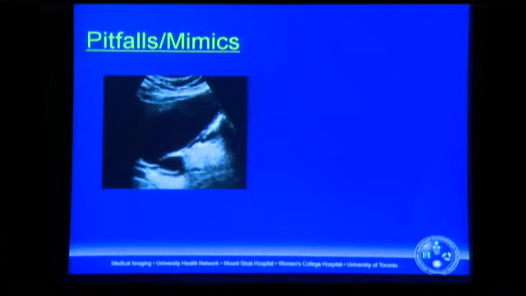Other pitfalls. This was another woman with right upper quadrant pain. There were no gallstones, so in an ambulant patient, acalculous cholecystitis is a distinctly unusual diagnosis. There was some pericholecystic fluid, but again, when you went into the room and spoke to the patient, I always say, where are you most tender?